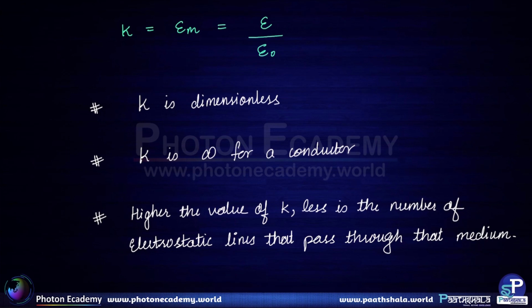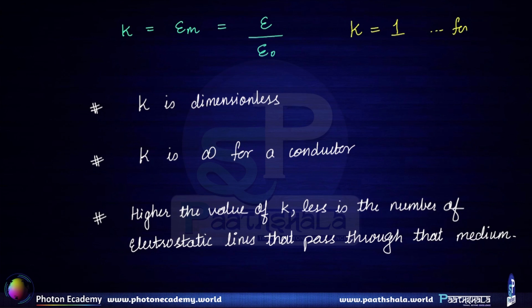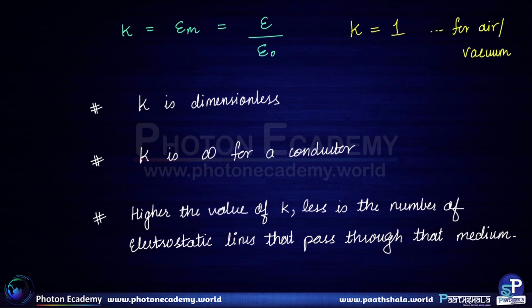Another important thing to be noted is that the value of K is equal to 1 for air or vacuum. For air or vacuum, the value of K is 1, and the force between any two charges is going to have the maximum magnitude in air or vacuum. In all other substances, the magnitude of the force between two charges is going to be lesser than what it can be in air or vacuum.